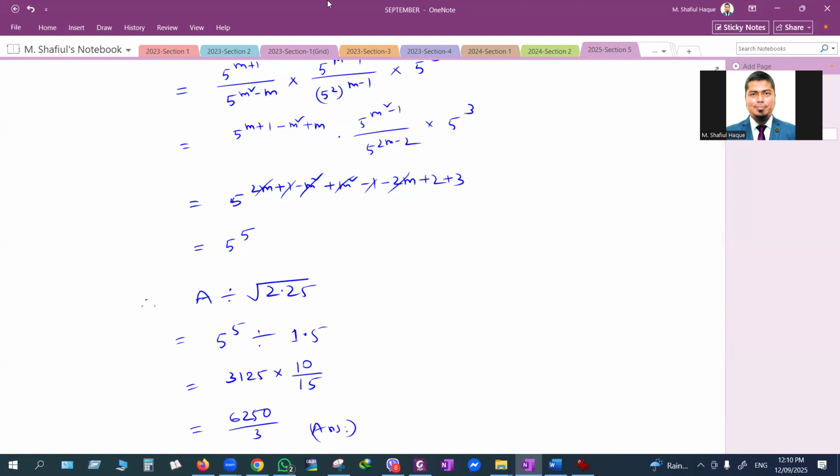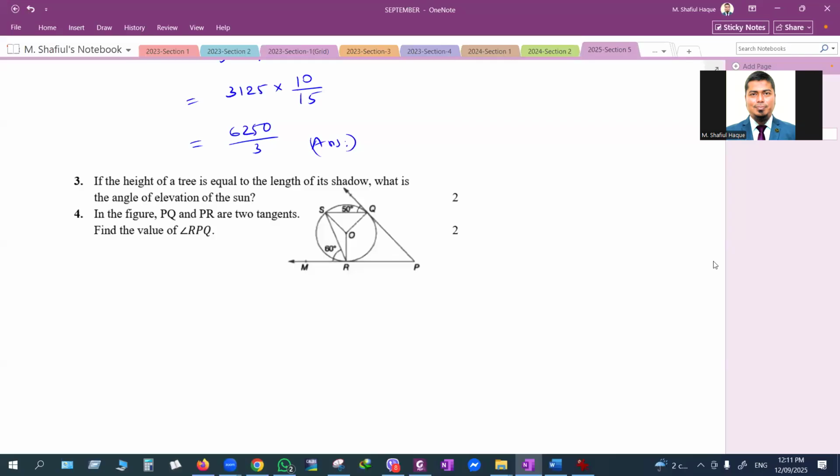Again, the third question, one number that is given angle of elevation, angle of depression. You will read it from the textbook. We discussed it previously. So now we will solve this question number 3. This is one of the short questions. It is given, if the height of a tree is equal to the length of its shadow, what is the angle of elevation of the sun?